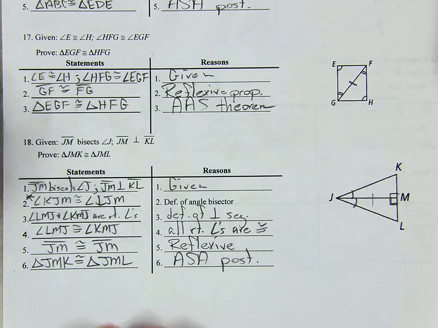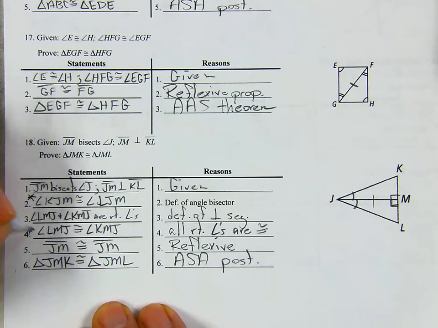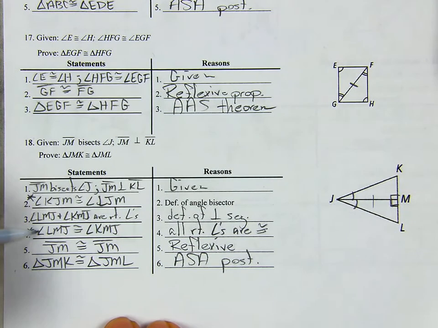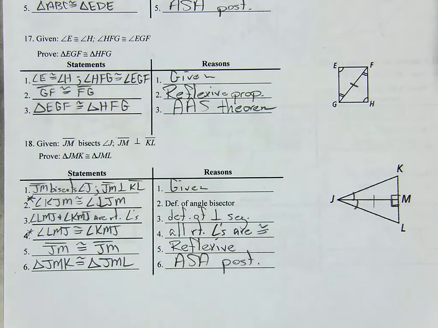So now there's my second pair of congruent pieces. I got this pair of angles, this pair of angles. All I need now is reflexive property. And in these 2 triangles, JM is congruent to JM. It doesn't flip around or anything. That's reflexive property. So then the triangles are congruent by angle, side, angle. Angle, side, angle postulate.